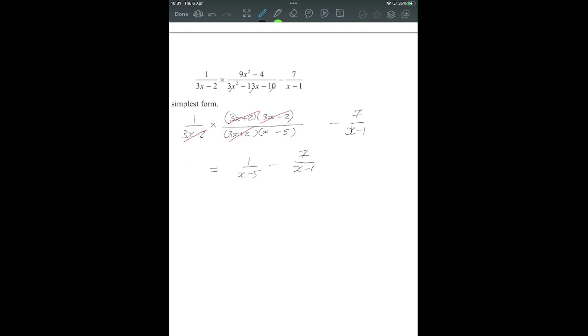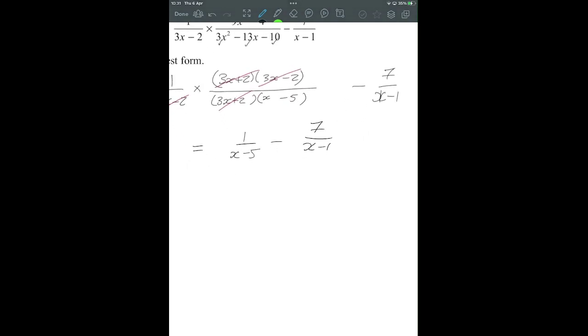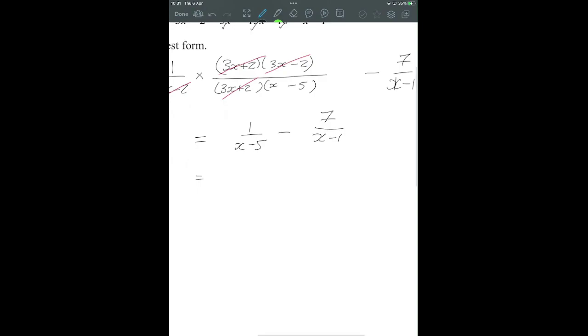So now we're in adding, subtracting fractions land. We need a common denominator. So we're going to use a common denominator of x minus 5, x minus 1. For the first fraction, I had to times top and bottom by x minus 1. For the second fraction, I had to times top and bottom by x minus 5. You might know this technique from a kind of cross multiplying. It's sometimes called multiplying up by the opposite denominators. It just works.